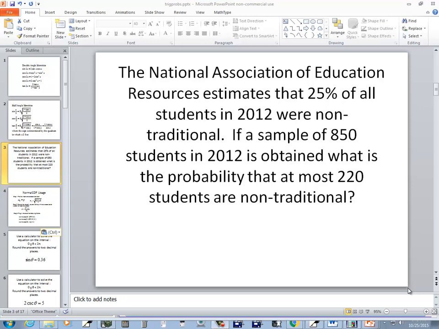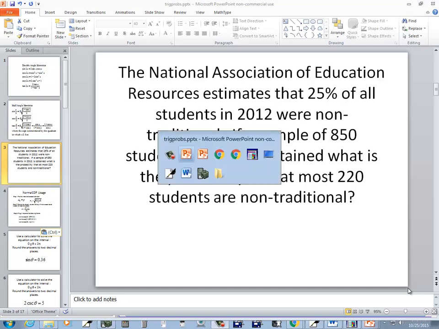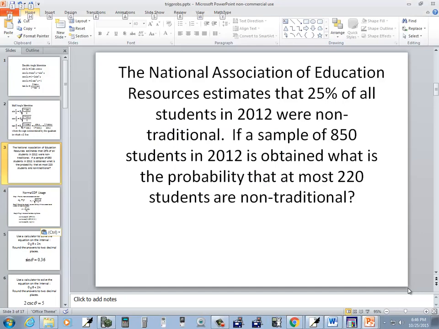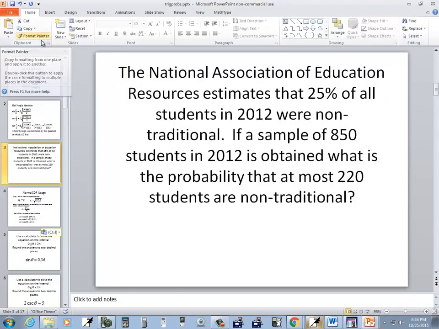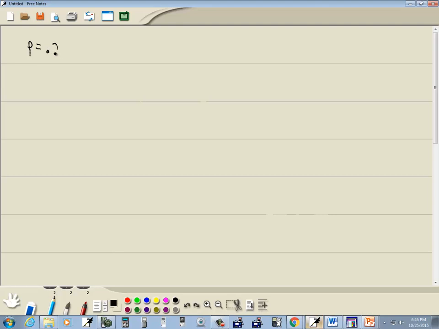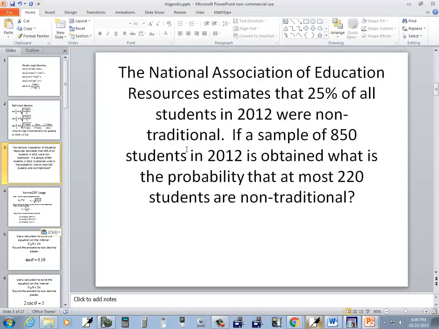The National Association of Education Resources estimates that 25% of all students in 2012 were non-traditional. Let me write that down. There we go. That's P. P is equal to 0.25. The reason it's a population proportion is that it doesn't say anything about a sample.